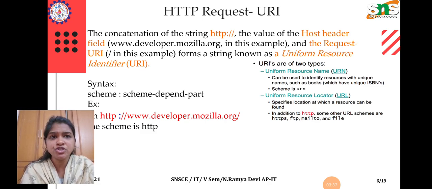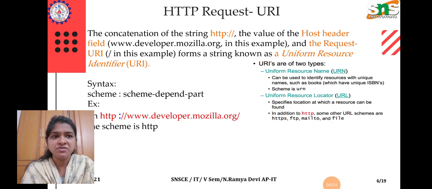And then the concatenation of the string http:// with the value of the host header field and the request URI forms a string known as a uniform resource identifier. URIs are of two types: uniform resource name and uniform resource locator, URN and URL. A URN can be used to identify resources with unique names, such as books which have unique ISBNs. A uniform resource locator specifies the location at which a resource can be found. In addition to HTTP, some other URL schemes are HTTPS, FTP, mailto, and file.